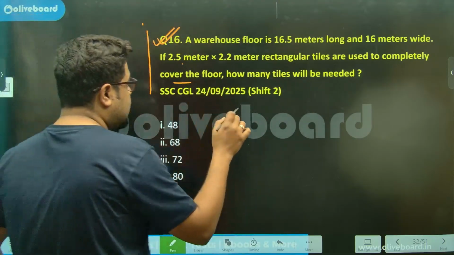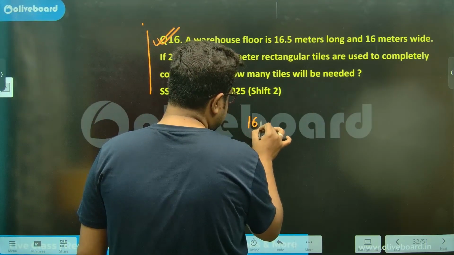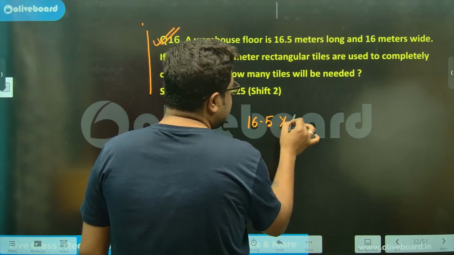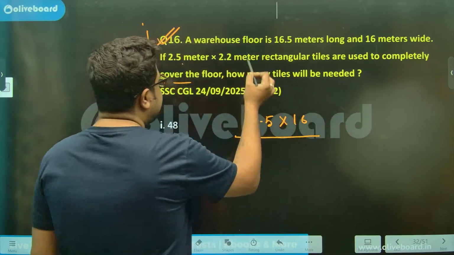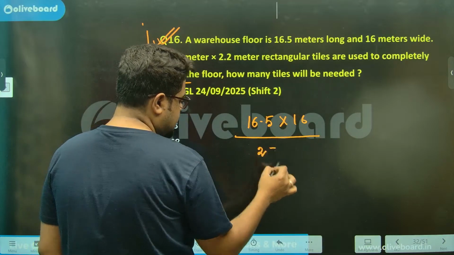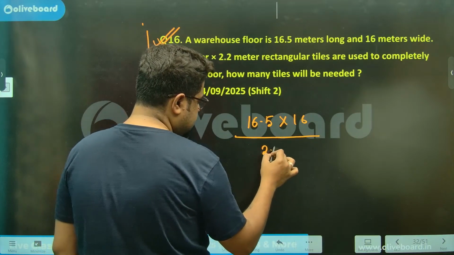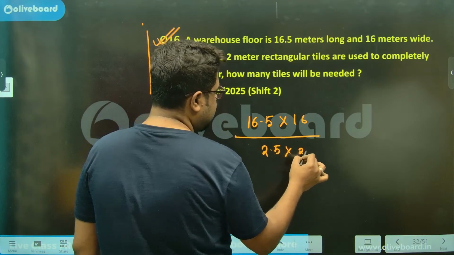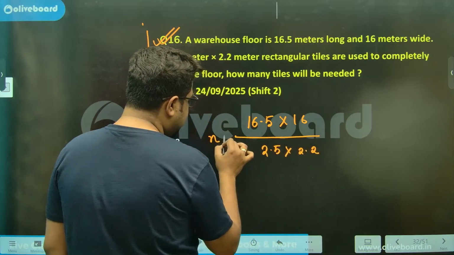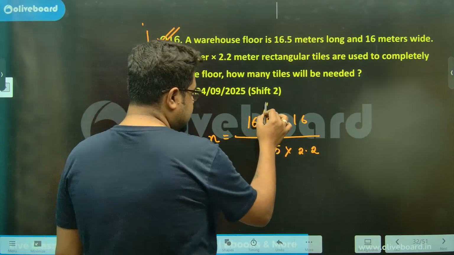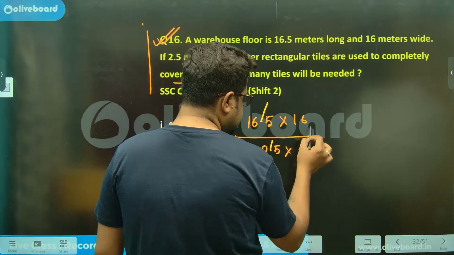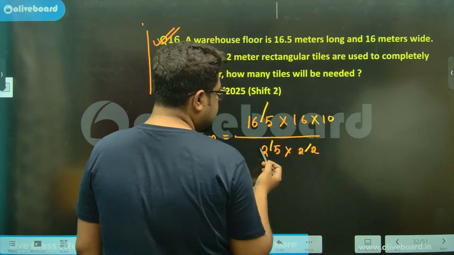Sir, again, don't calculate normally. So this is the total area that needs to be covered, divided by the area of each tile. Sorry. 2.5 into. So this will be the number of tiles required. So get rid of this. This will give you a 10.